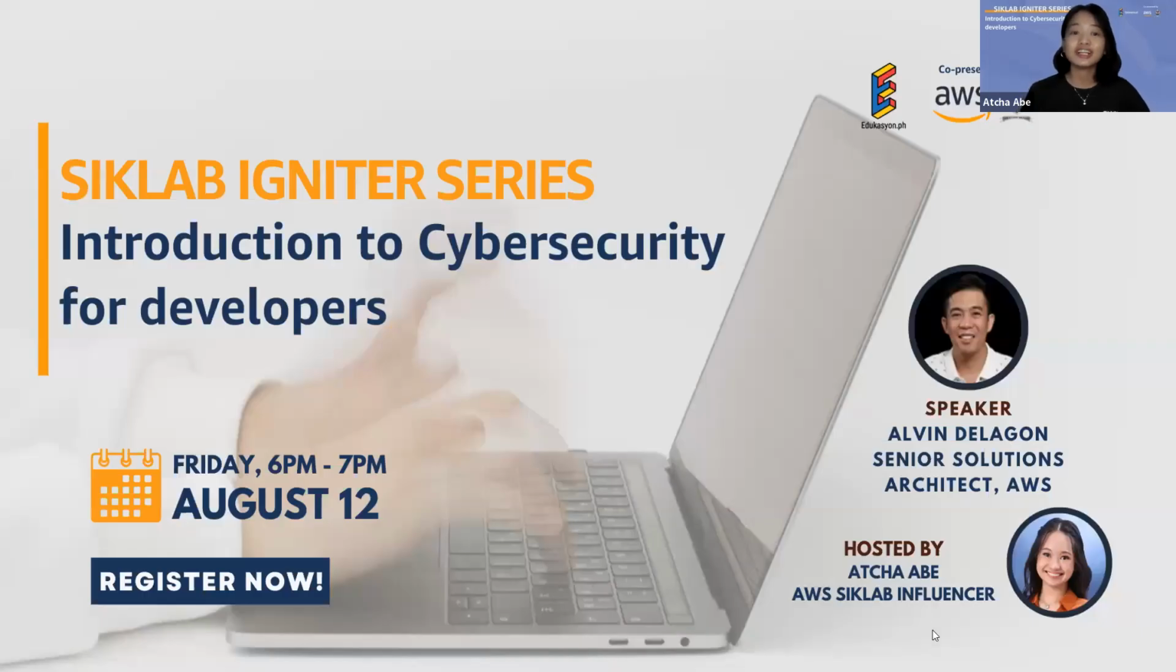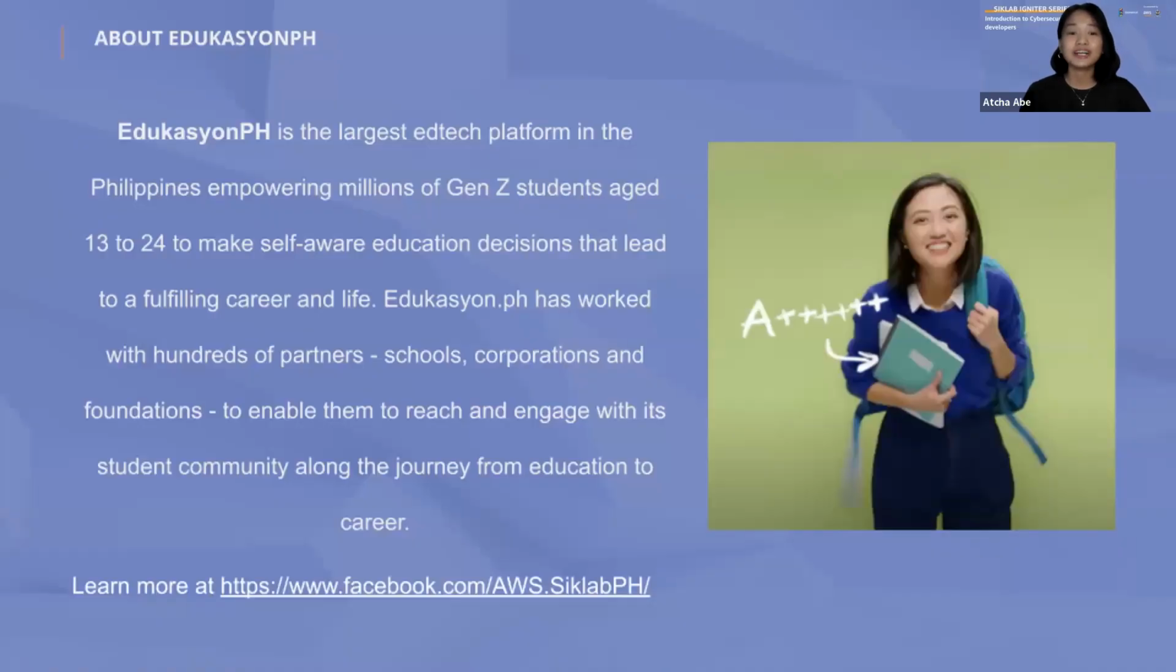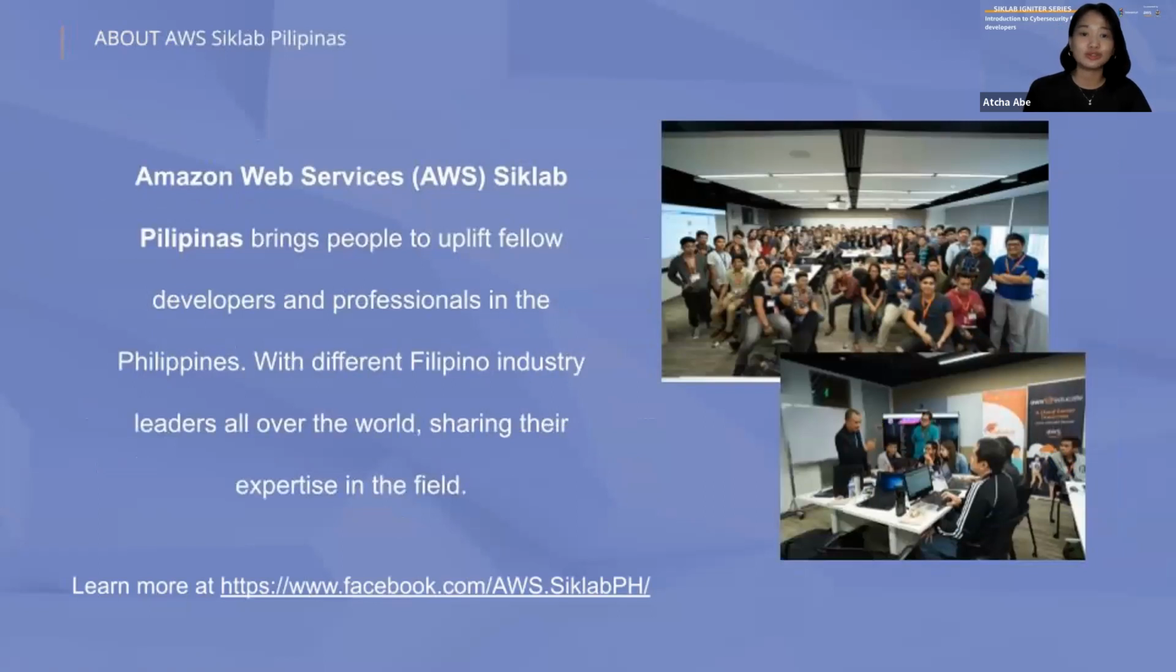So first, Edukasyon.ph is an edtech platform in the Philippines, empowering millions of Gen Z students ages 13 to 24 to make self-aware education decisions that lead to a fulfilling career and life. Edukasyon.ph has worked with hundreds of partners, schools, corporations, and foundations, including Amazon Web Services, to enable them to reach and engage with the student community along the journey from education to career.